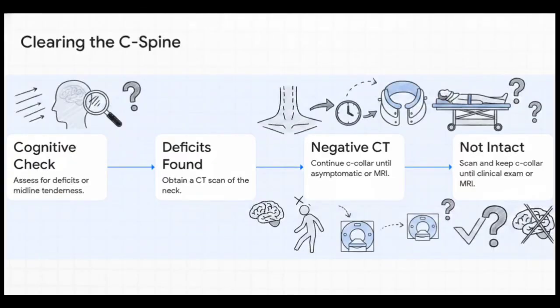Clearing a C-spine collar is a strict algorithm, and it completely hinges on one question. Is the patient cognitively intact? If they are alert, asymptomatic, and have zero deficits, that collar can come off. But if they have tenderness, you get a CT. Now, if they are not cognitively intact, they stay immobilized and you scan them. And listen, a negative CT in this scenario does not clear them. That collar stays on until you get a reliable clinical exam or an MRI.